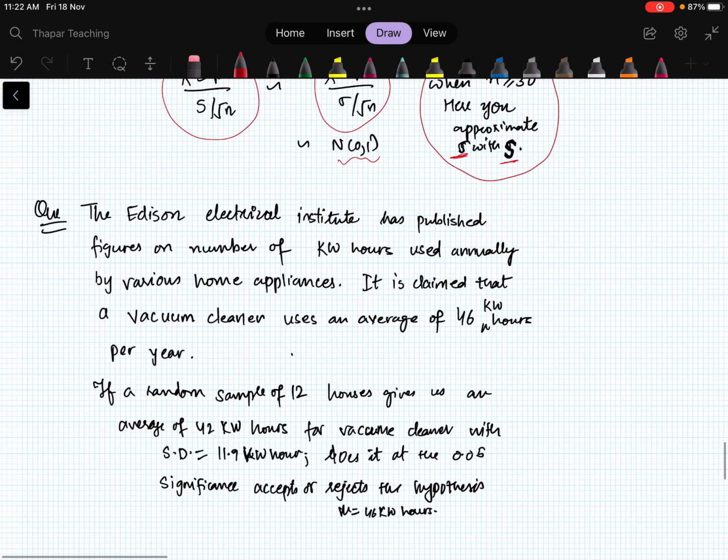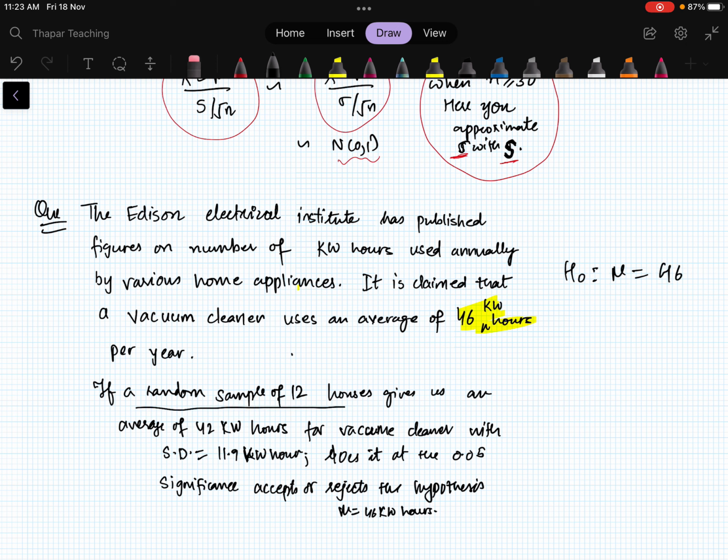We have this example that Edison Electrical Institute has published figures on the number of kilowatt hours used annually by various home appliances. It is claimed that the vacuum cleaner uses an average of 46 kilowatt hours per year. So that is your claim. So what is your mu naught? H naught will be mu is equal to 46.